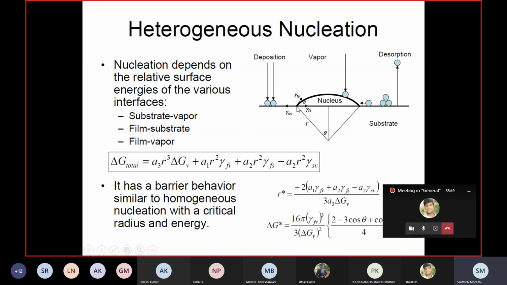So of course there will be three surface terminologies. One is gamma surface vapor in this direction. In this direction, gamma film substrate. This is gamma substrate vapor, in this direction. And on the top, in this direction, this is film and vapor. So these three combinations will always be there, and these three we are using. That's why I told substrate vapor, film substrate, and film vapor. In heterogeneous nucleation, we have to consider this surface energy.